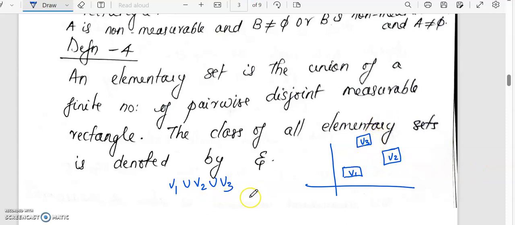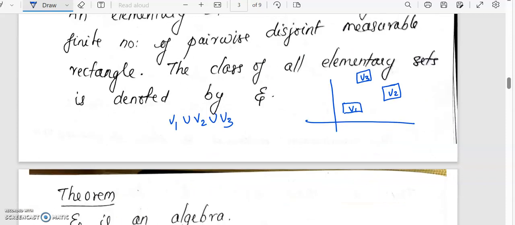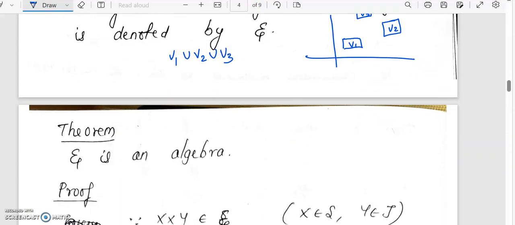Now the class of all elementary sets is denoted by script E. So by elementary set you mean a union of a finite number of pairwise disjoint measurable rectangles. The collection of all elementary sets is denoted by script E. Now we will actually show that script E is an algebra. So we will move on to the proof of that.